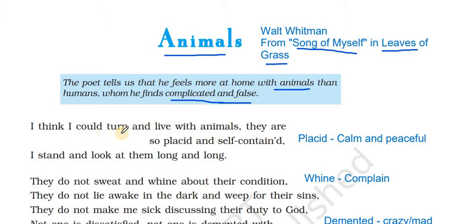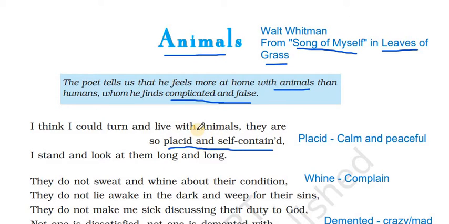I think I could turn and live with animals. They are so placid and self-contained. So he feels that he could turn away from humans and live with animals. At this point when he's writing the poem, he is probably very upset with humans, and he wants to turn towards animals because he feels they are placid and self-contained. Placid refers to calm and peaceful, and self-contained means they're just happy with what they have. That's why the poet wants to turn towards animals.